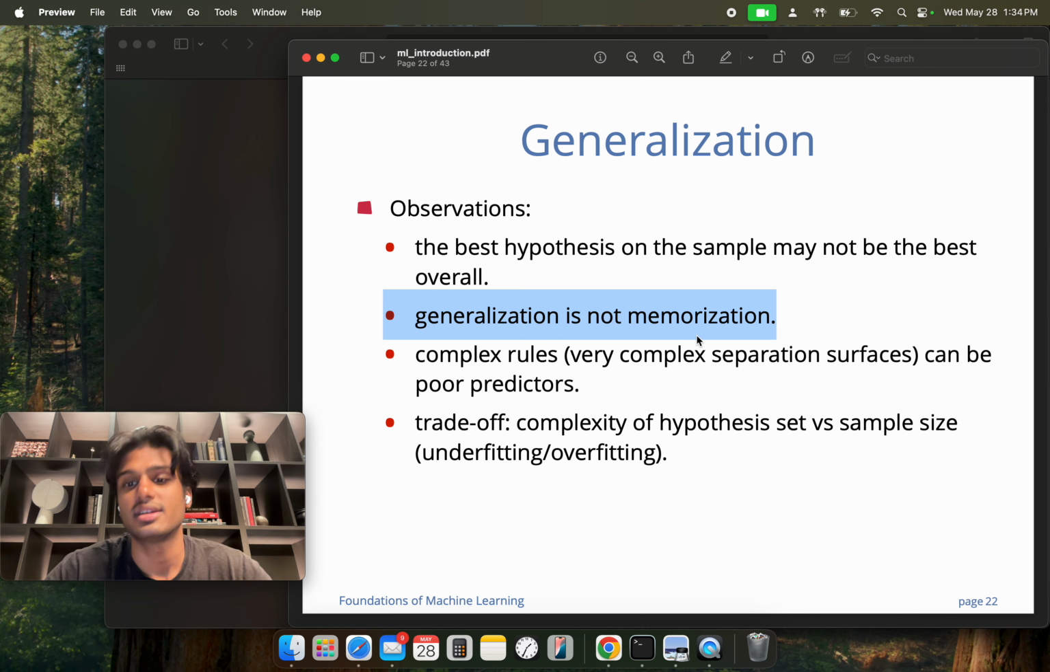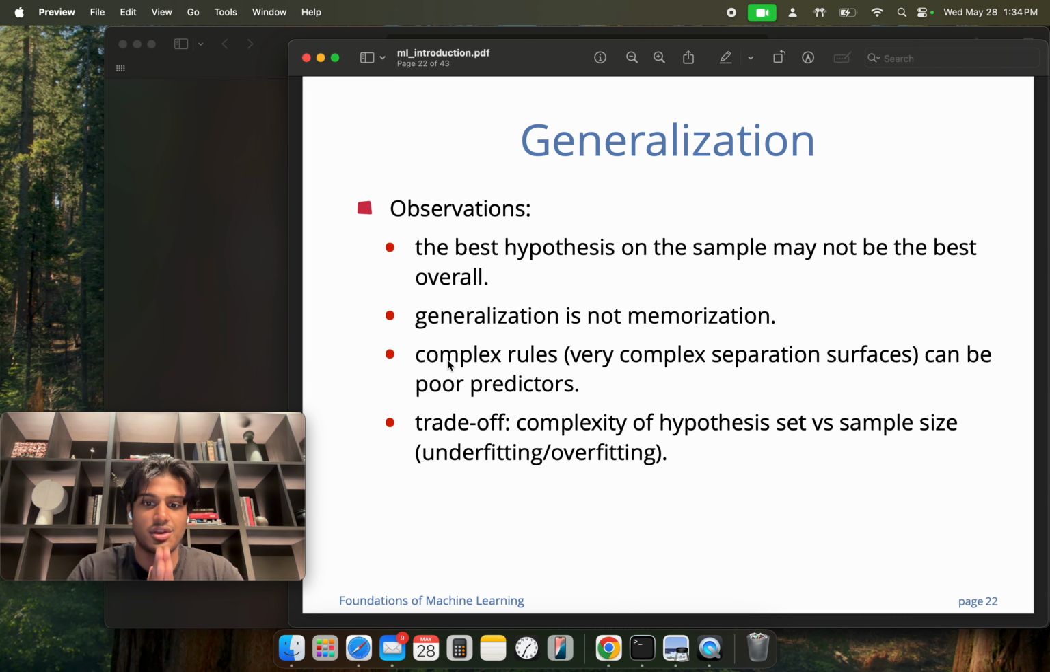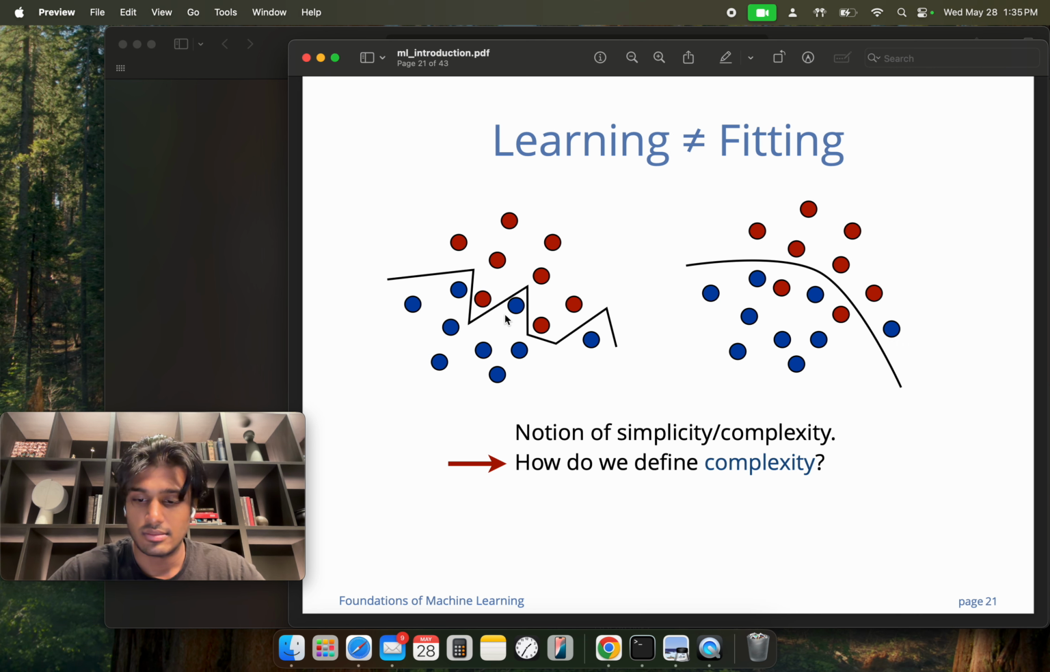Generalization is not memorization. That's what we are trying to do. We are not trying to memorize the data. We are trying to learn the inherent qualities of the data. So if there are complex rules, they can be poor predictors, like the jagged line we saw. So there is a trade-off: complexity of the hypothesis set versus sample size. We'll think about this. There is a trade-off between complexity and how much data you need.